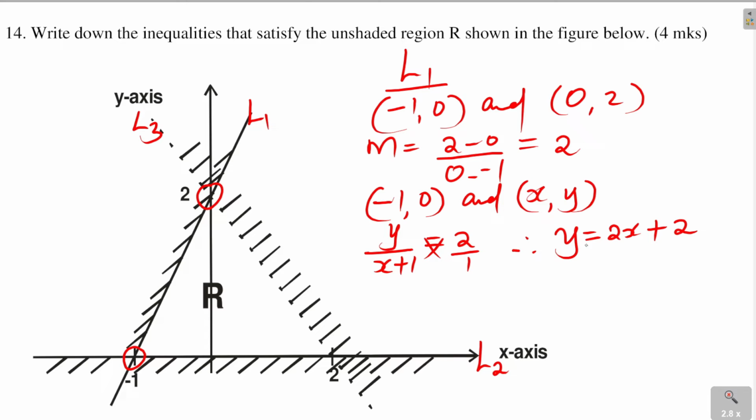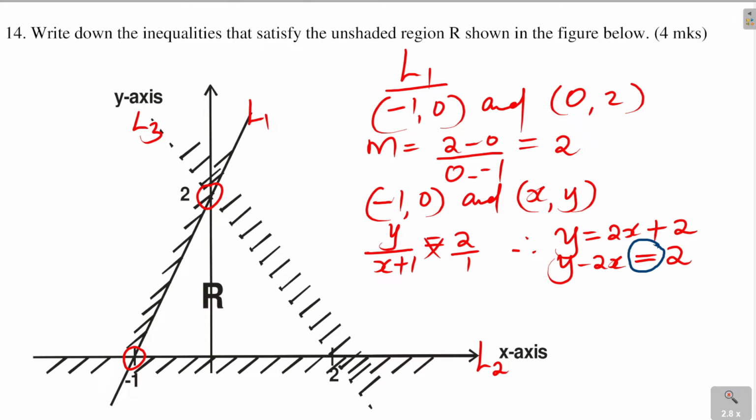You can reorganize this equation, which is not a must, like this, so that you have x and y on the left hand side. So y minus 2x is equal to 2. Now after getting the equation, you need to know the inequality sign that you're going to insert there. You're going to replace the equal sign with either greater than, less than, greater than or equal to, or less than or equal to. Now this is what you do.